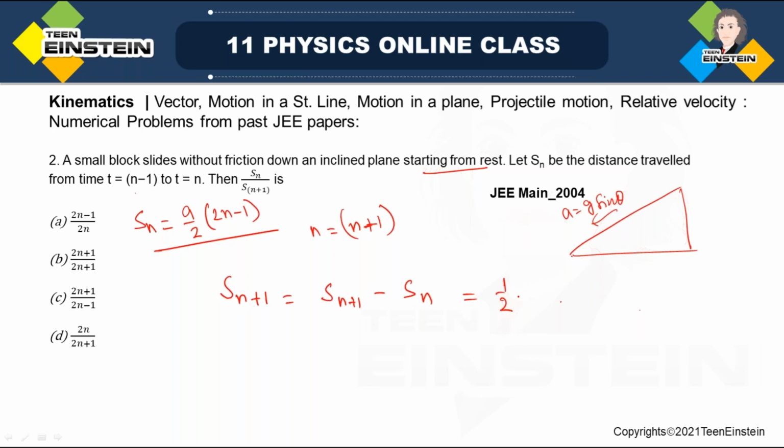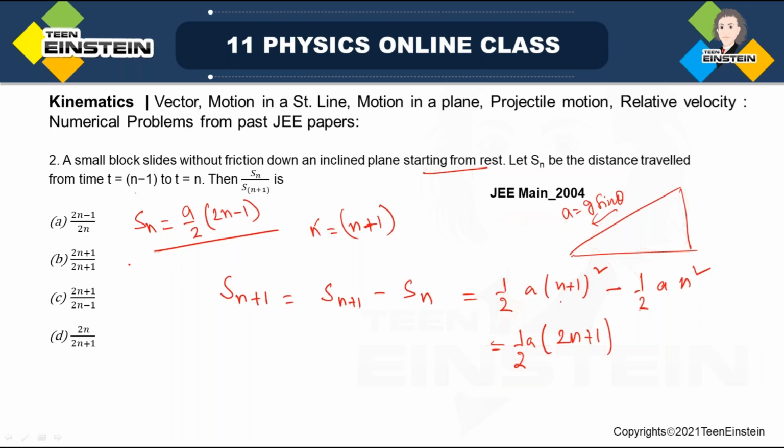So half a into n plus 1 whole square minus half a n square. You can look here, half a n square will go away. So you will actually get 2n plus 1 into a by 2. This is what you will get. So let us see, if I just exactly put this in place of n, see n prime now, n prime is n plus 1.